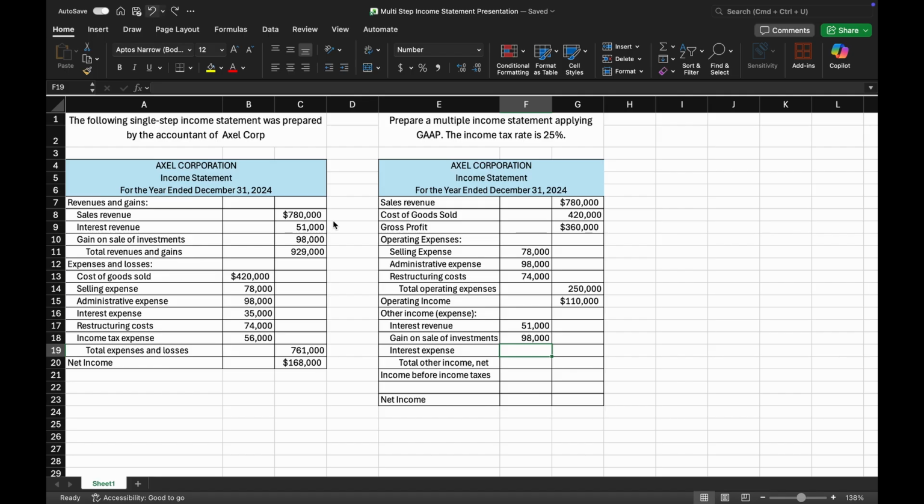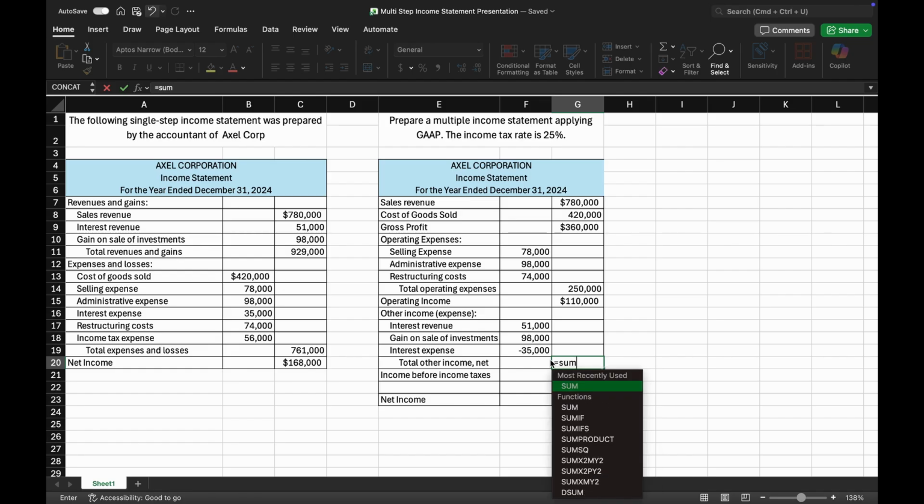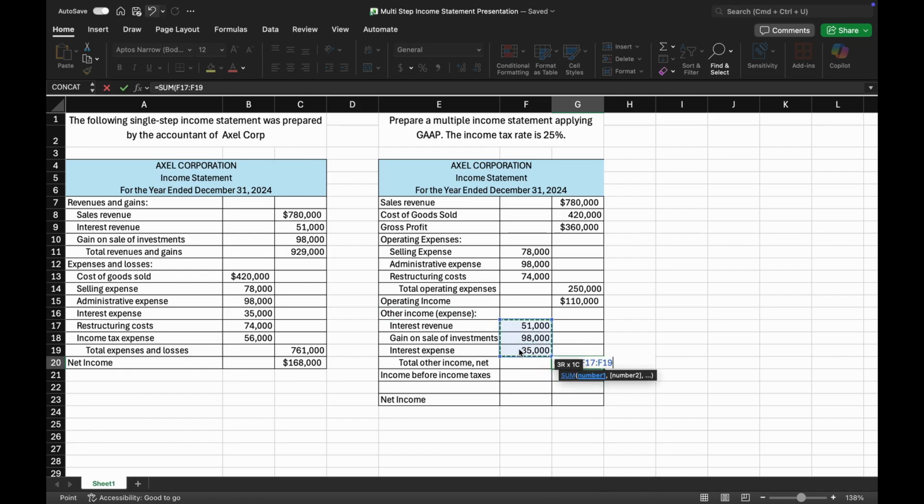However, since this is an expense, that means it is technically a deduction or negative, so before we put it in, do equals, minus sign, and then the $35,000 to show that it's negative. So just like we did earlier, finding the total operating expenses, we must now find the total other income. And it says net because we're subtracting the $35,000 and not adding it, but that's not really important. It's still the same concept. Do equals sum. Highlight all three other incomes and expenses, and enter, and that comes out to a total other income of $114,000.